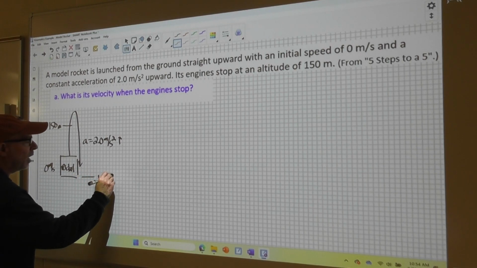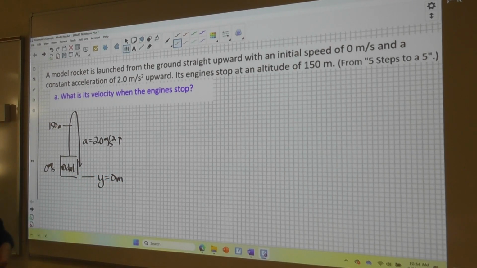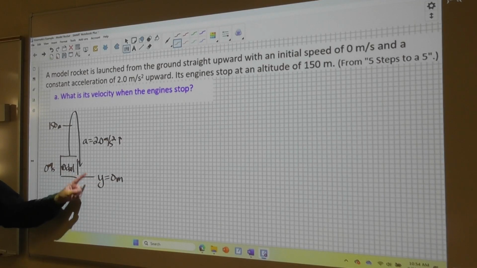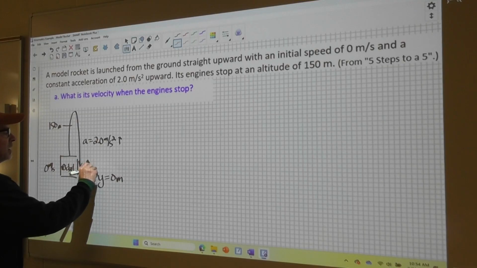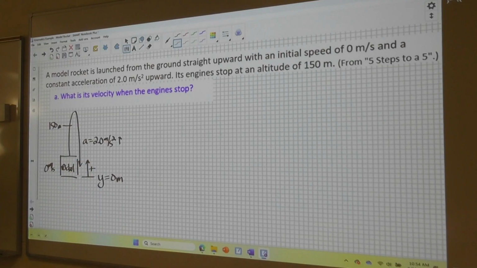I'm going to call that my y dimension. So 0 meters is on the ground, and I'm going to say that my positive direction is upward. So I'm going to draw a little arrow with a plus sign. Okay. That took 10 times longer than it needed to because of the explanation. This drawing would take 10 seconds or less. All right? So that's my first step.